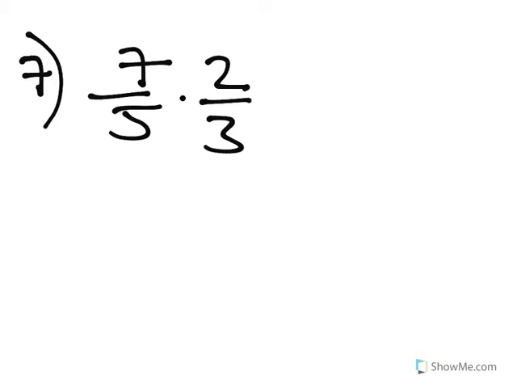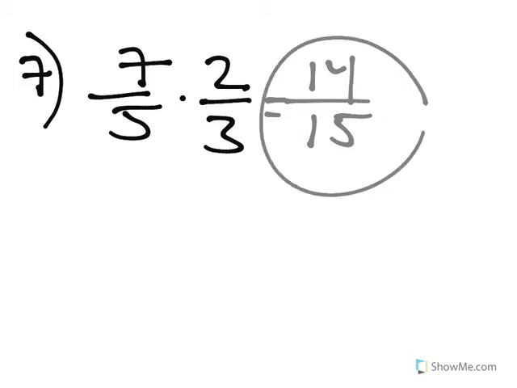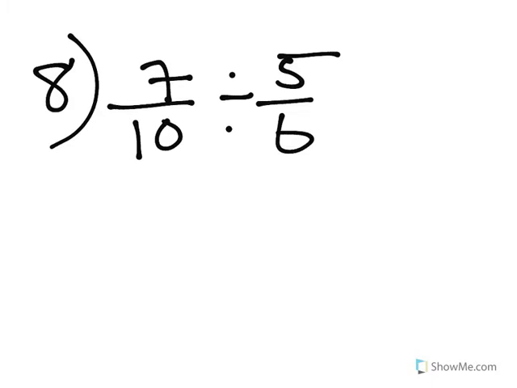Okay, number 7, you're multiplying fractions. I do not need a common denominator. I just multiply. So 7 times 2 is 14. 5 times 3 is 15. The only thing that goes into 14 and 15 is 1. So my answer is 14 fifteenths.